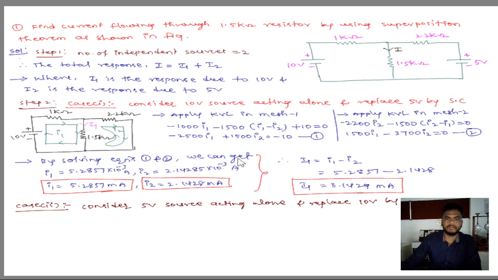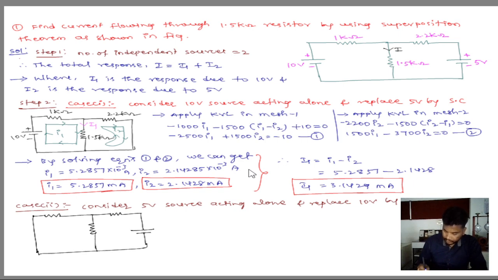Draw the circuit again. The 10 volts is replaced by a short circuit. It is very easy in the second case. We are not changing any resistor values, we are just replacing the sources. This is 5 volts, and it is 2.2 kilo ohms, 1.5 kilo ohms and 1 kilo ohm. Now the response in the 1.5 kilo ohm becomes this capital I2.